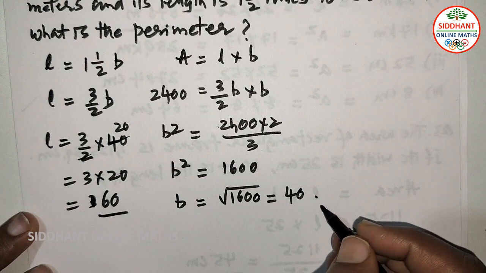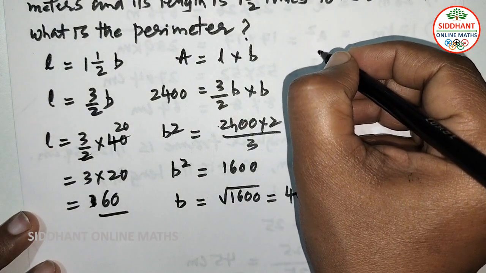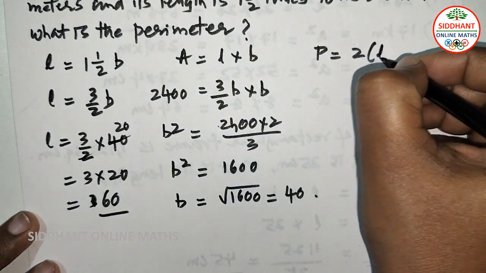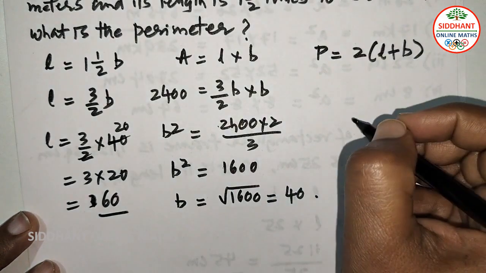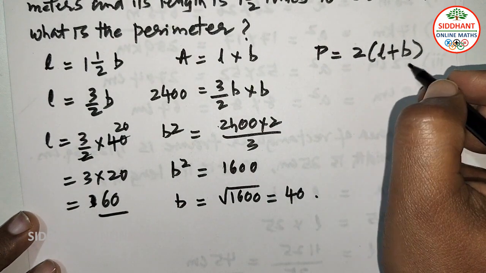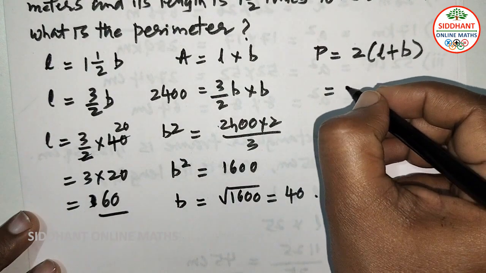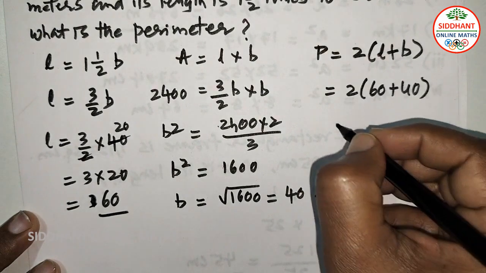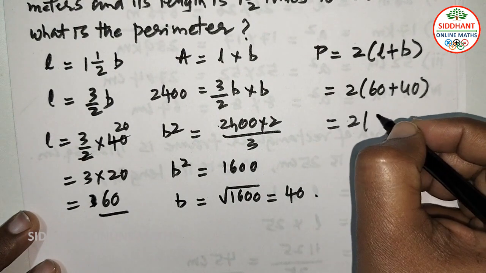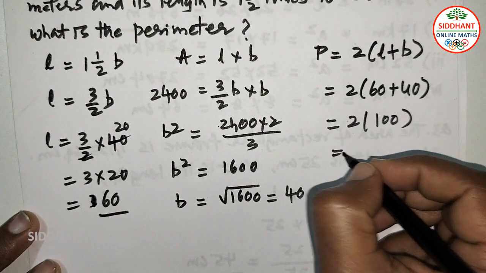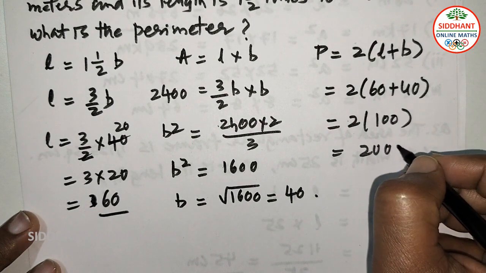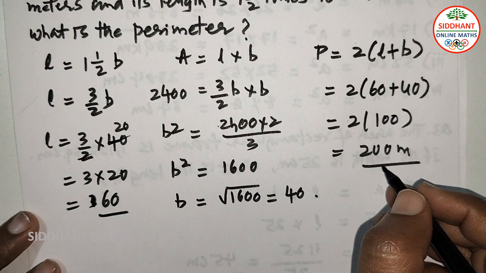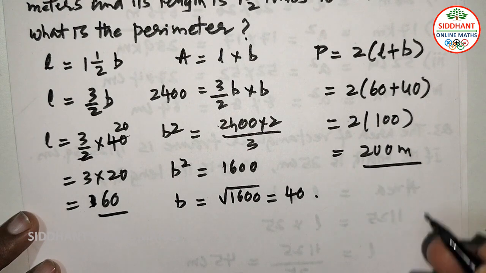We are going to find out the perimeter. So perimeter is equal to 2 into (L plus B), so that will be 2 into (60 plus 40), so that will be 2 into 100, so that will be 200 meters. This is the perimeter of a rectangular plot.